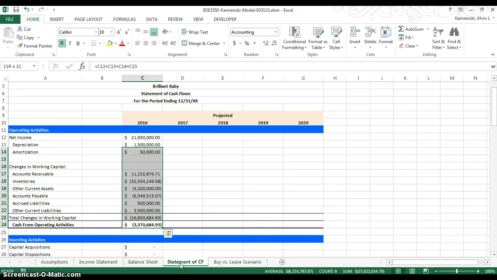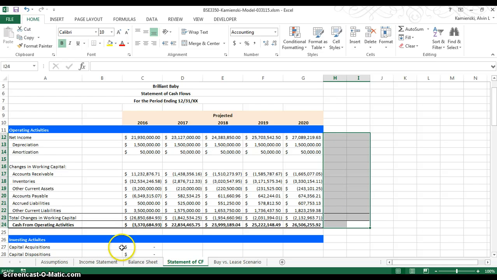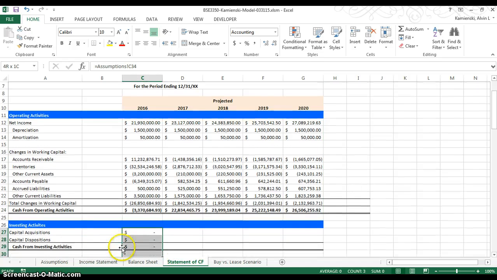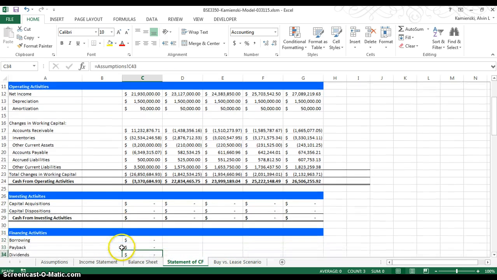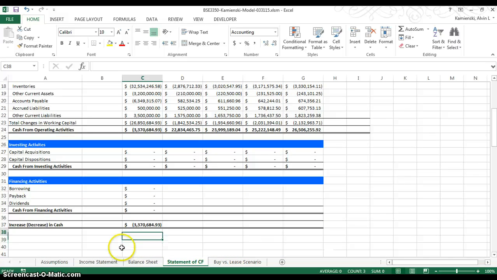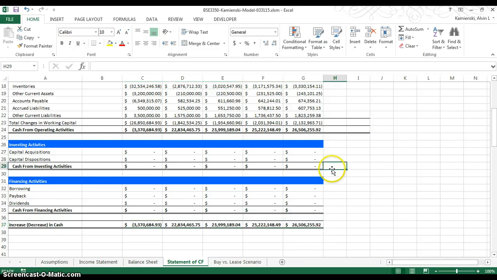So let's go ahead and copy and paste everything that we have on here. Copy and paste everything from the operating section. Let's go ahead and copy and paste everything that we have then in the investing section. We'll copy and paste everything related to the financing section. And lastly, copy and paste everything as it relates to the net change section.